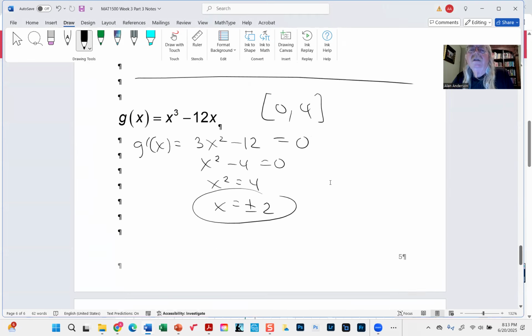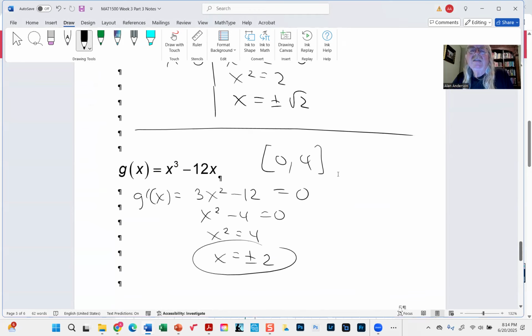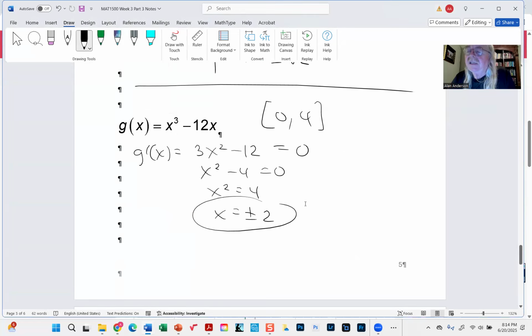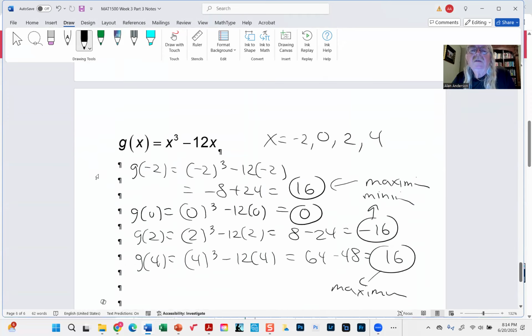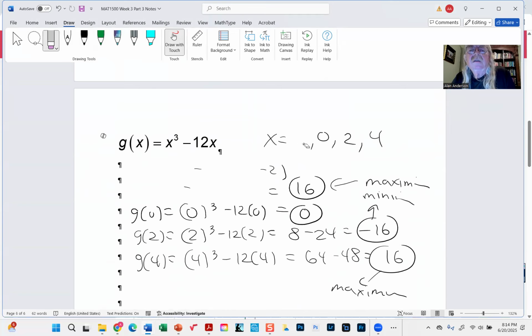Oh, I just realized that the interval over which this is being defined is 0 to 4. So that means we didn't need the x equals -2. So we're going to drop that one from consideration, because I forgot about that. So we'll get rid of this one, because it's not in the interval that we're looking at. Now that does make a lot more sense the way it's written here.